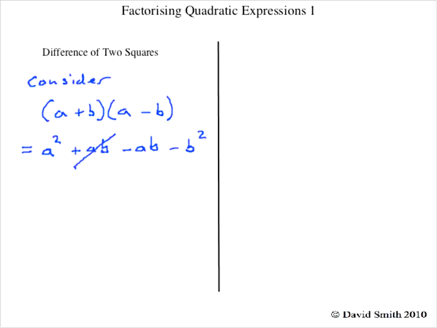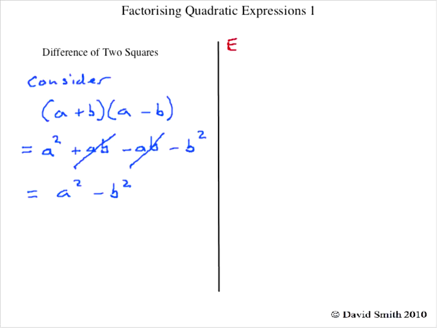Now what we see here is the plus ab and the minus ab cancel out to give us a squared minus b squared. And that's what we call the difference of two squares. If we put a squared minus b squared, it factorizes into a plus b multiplied by a minus b. And we'll be using that in the next two examples.